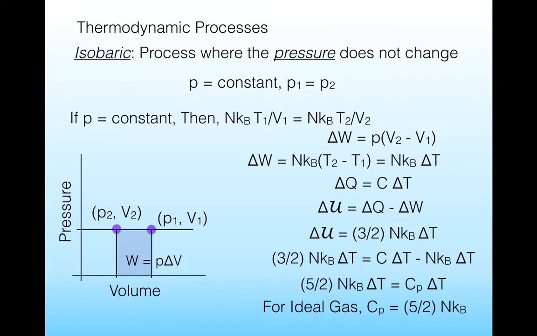So for an ideal gas going through a constant pressure process, you can find that the heat capacity is just 5/2 NkB. This is quite interesting that we have an exact equation that can tell us what the heat capacity is for this system.